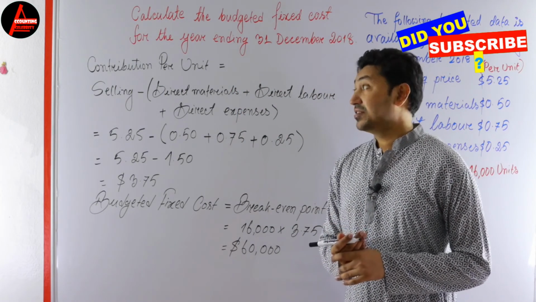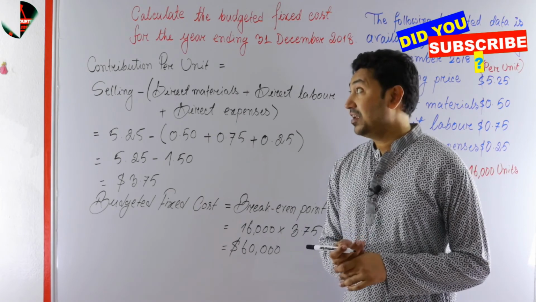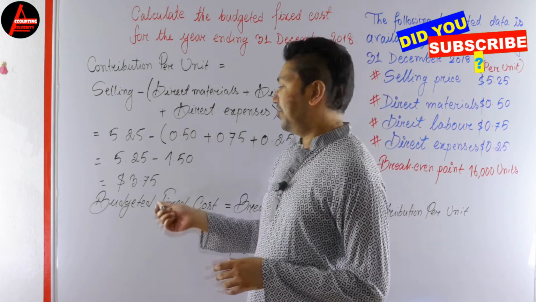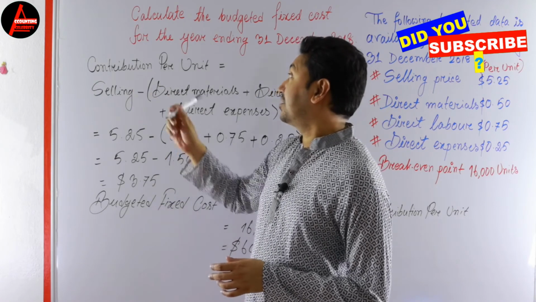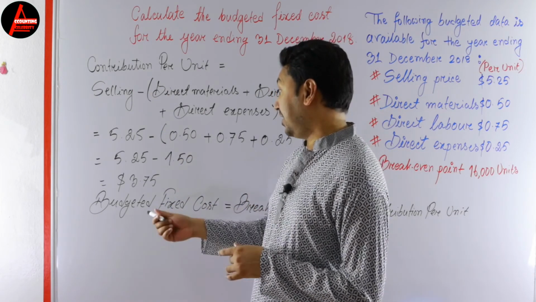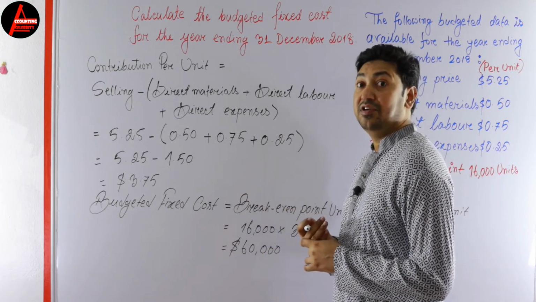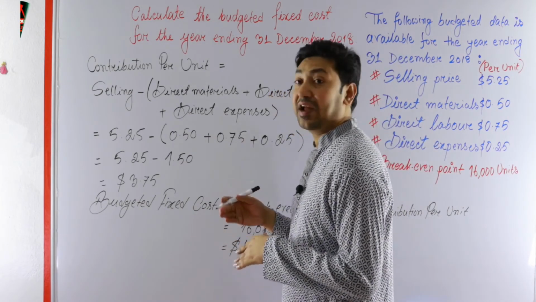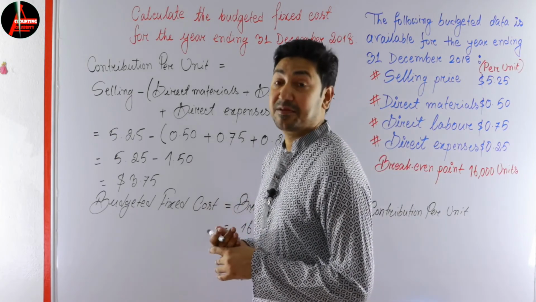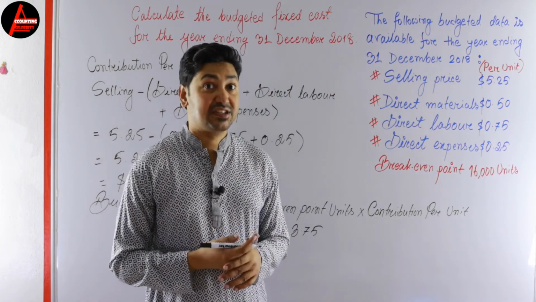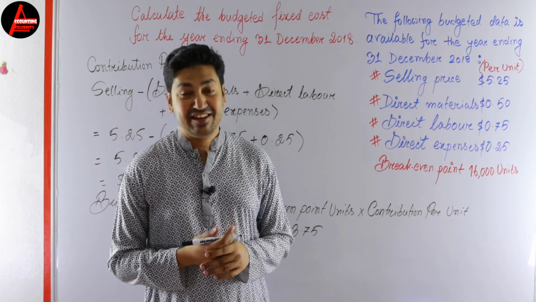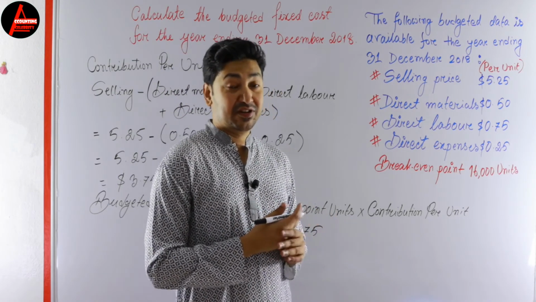Okay, this is very simple. If you understand, if you know these two formulas, okay, one is contribution per unit and then here budgeted fixed cost. Okay, these two rules you have to know. So practice this and I'll show you next time some more questions for your better understanding. So today this is all about our lesson.